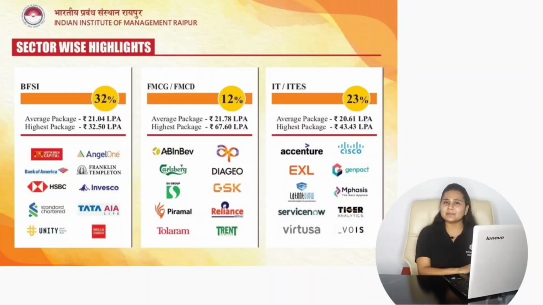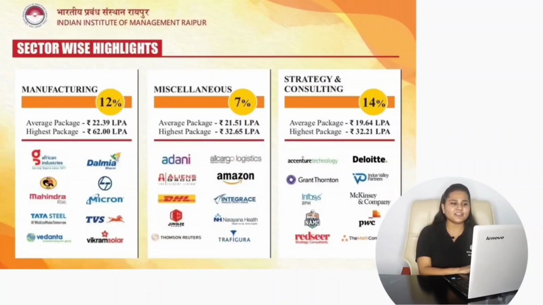If we consider that 23% placements were from IT and ITES, then the average CTC offered was 20.61 lakhs per annum and the highest CTC offered was 43.43 lakhs per annum. For manufacturing, 12% placements were from manufacturing. The highest CTC offered was 62 lakhs per annum and the average CTC offered was 22.39 lakhs per annum. For strategy and consulting, 14% placements were from strategy and consulting. The average CTC offered was 19.64 lakhs per annum and the highest CTC offered was 32.21 lakhs per annum.